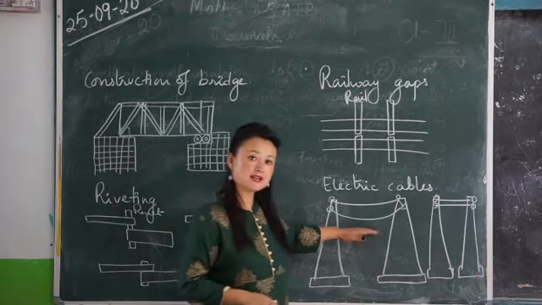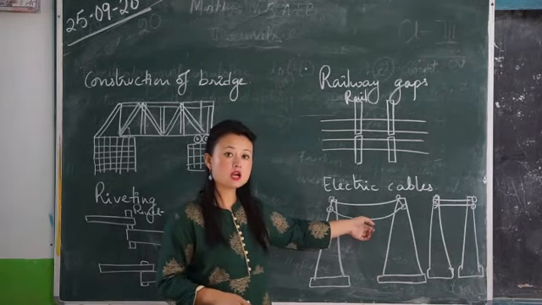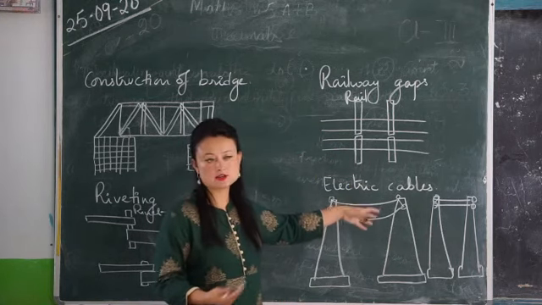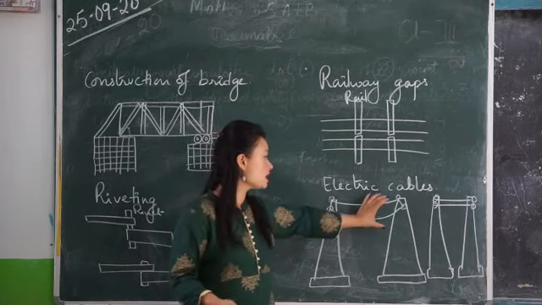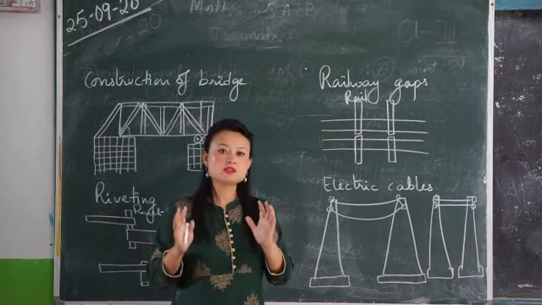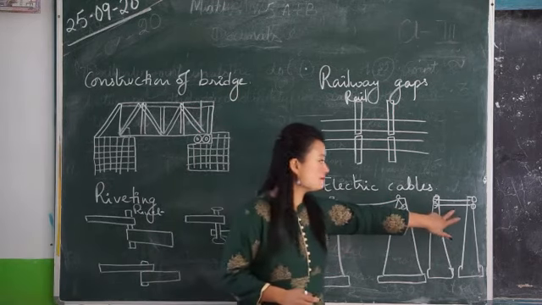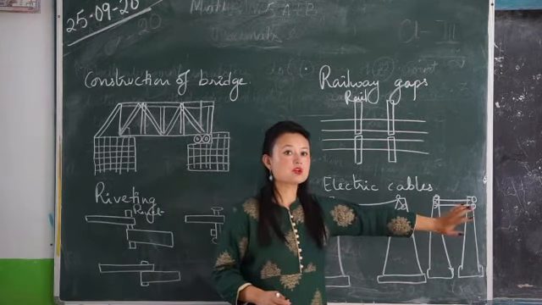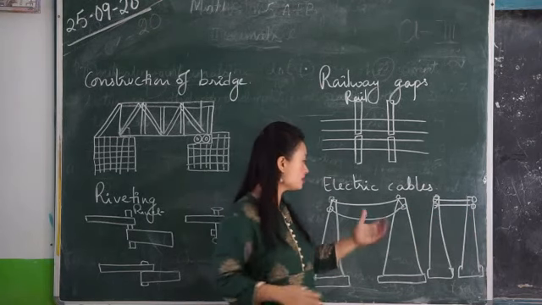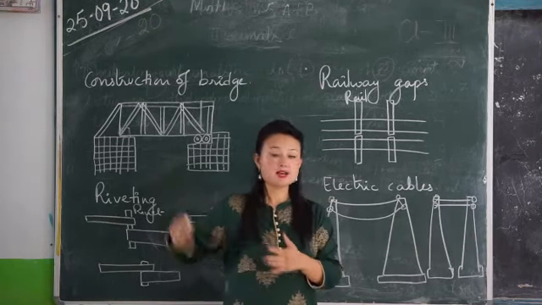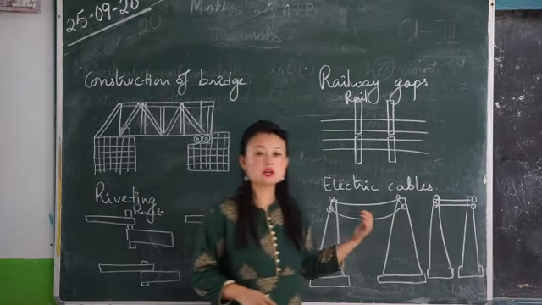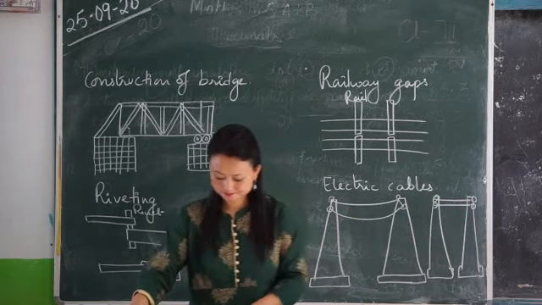The wires are let loose like this because during winter, when there is very little heat or loss of heat, these wires tend to contract. And when they contract, they become tight. So you can observe it during summer and during winter. The wires sag in summer, and during winter they will not sag as much as during summer.